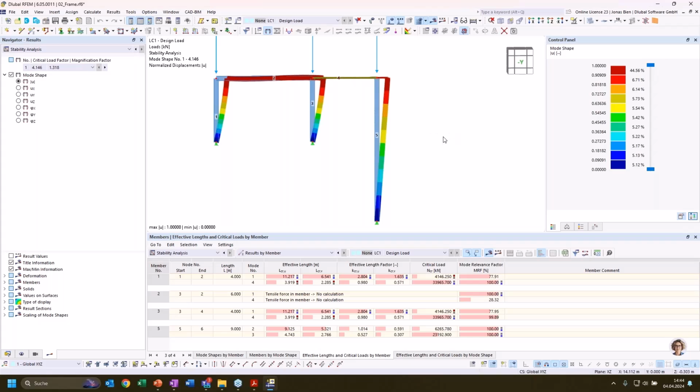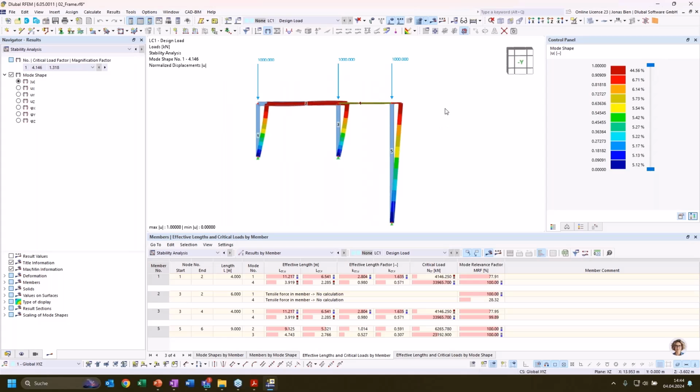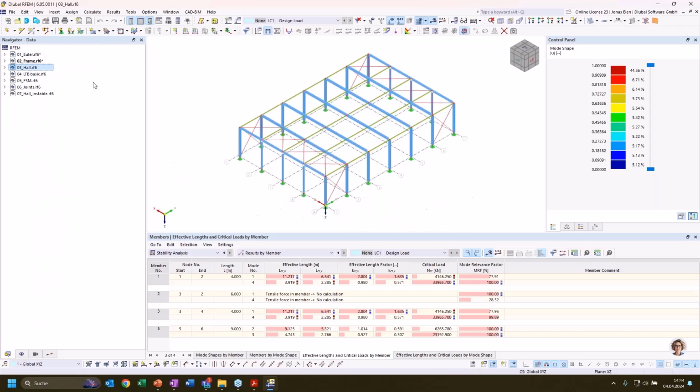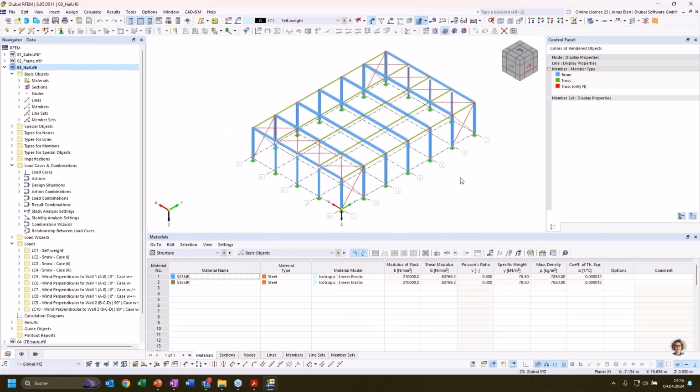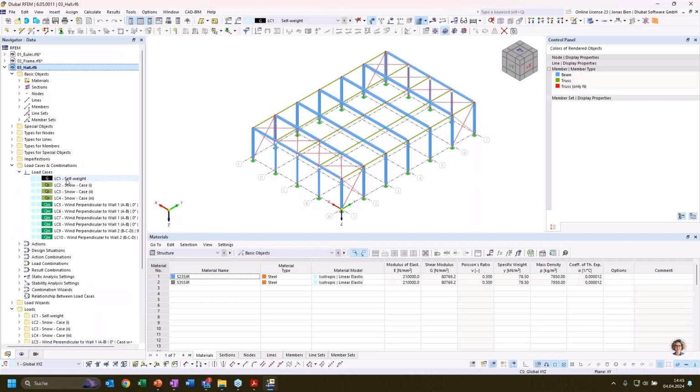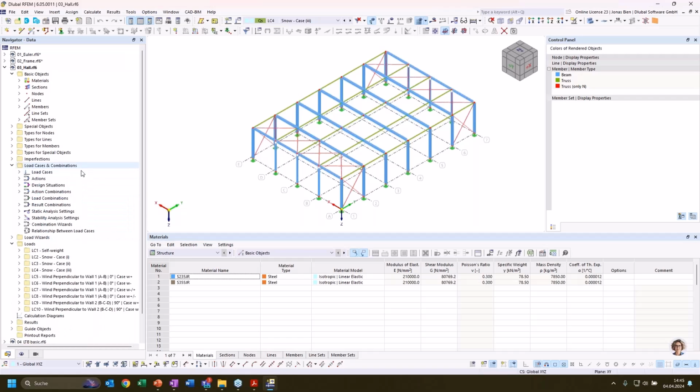All right, but I want to show you in the next step how we could also leverage this tool in a more realistic setting, or how to approach the buckling length determination in a more realistic model. So here we have an industrial hall. We have a lot of different load cases here that of course would give us, I don't know, probably about 100 or 200 load combinations.